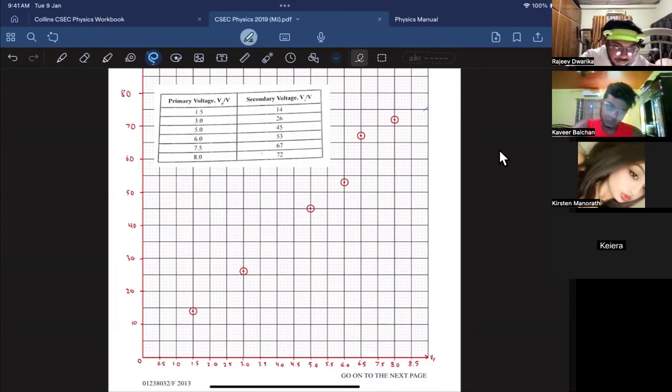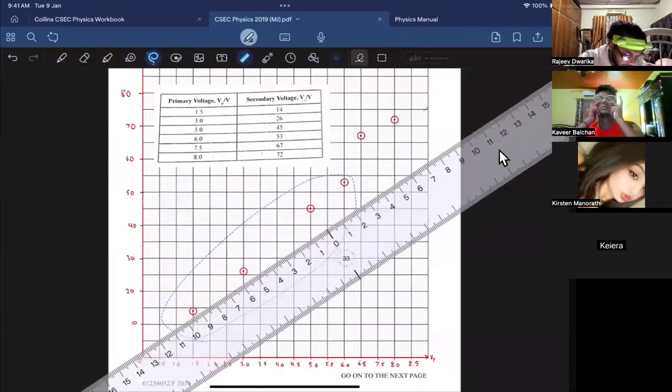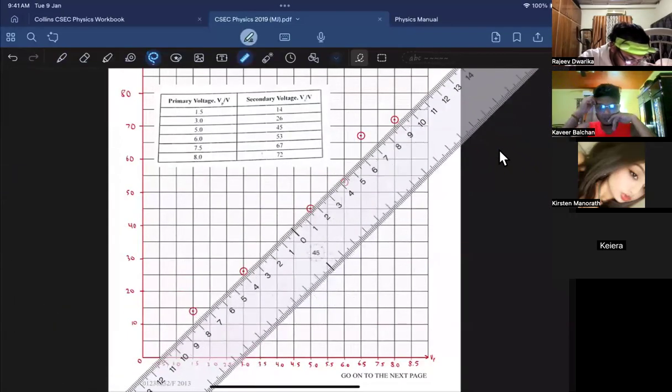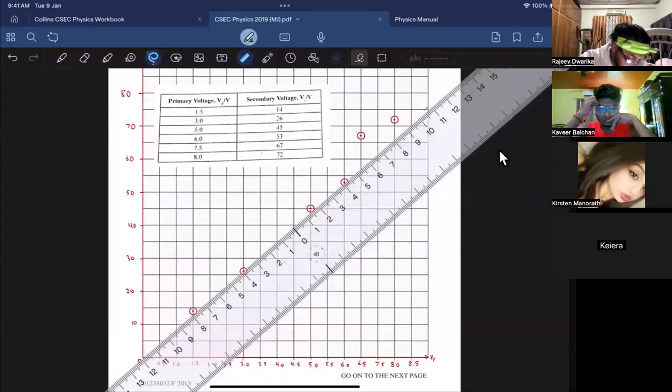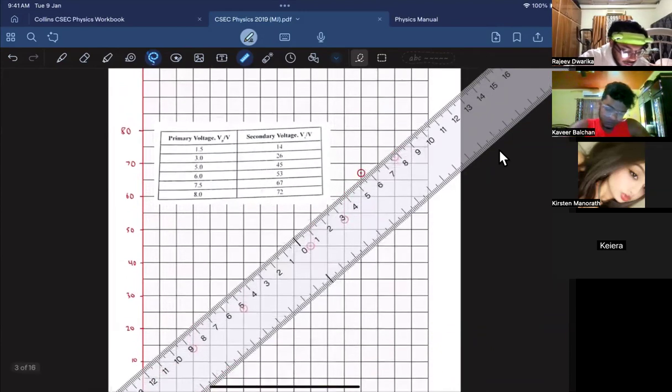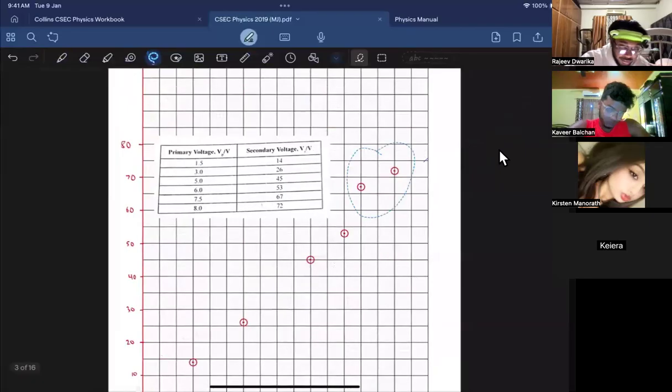All right. Kira, are all of these points in line with each other? Tell me. No. The last 2 points, are they very different from the rest of the points? Yeah. All right. They are quite different. Those could probably be errors. So these points are error points.